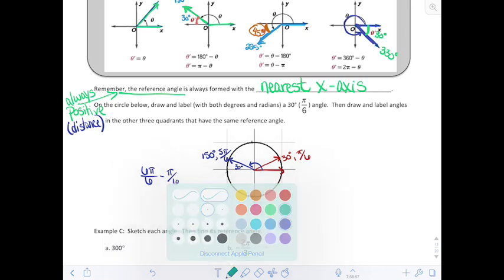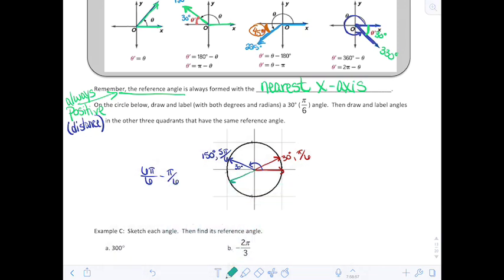Then if we put one in the third quadrant, reference angle of 30, so 30 away from the x-axis. In degrees, we would take 180 plus 30. And so this angle would be 210 degrees, again, from the initial side all the way around. And as far as radians, we've gone 6 pi over 6, halfway around, plus another 30 degrees, or pi over 6. So this angle in radians would be 7 pi over 6.